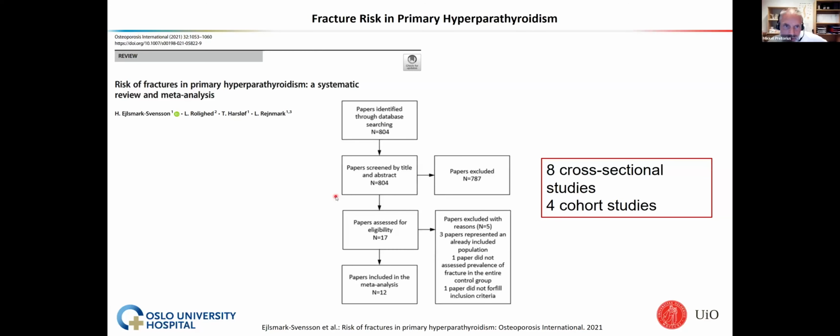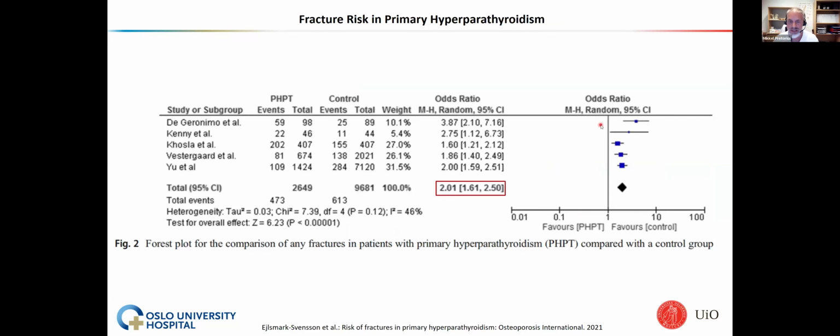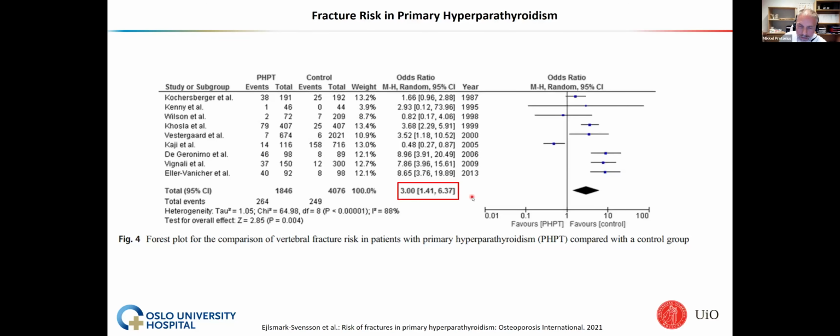Of course, skeletal, we are interested in fracture risk, and this is a publication by Lars Rejnmark's group, a meta-analysis where they found 8 cross-sectional studies and 4 cohort studies, and they found that these patients actually have an odds ratio of about 2 for any fractures. They also found an increased odds ratio of about 3 for vertebral fracture.